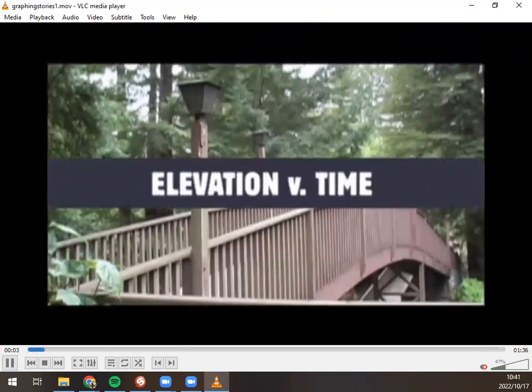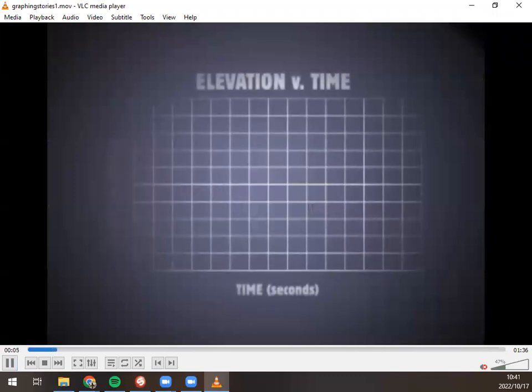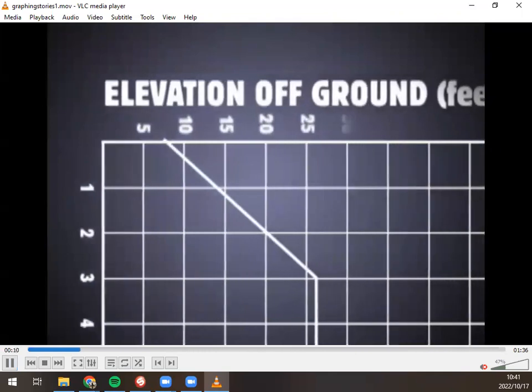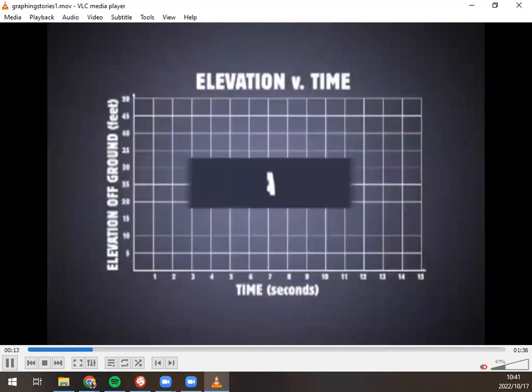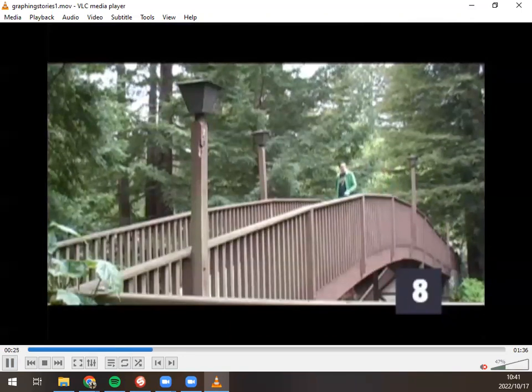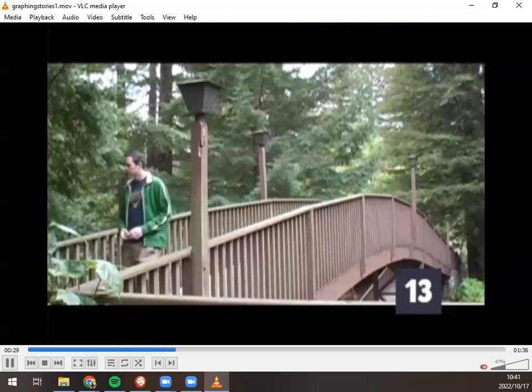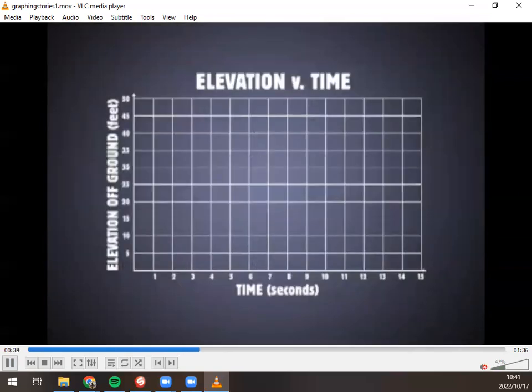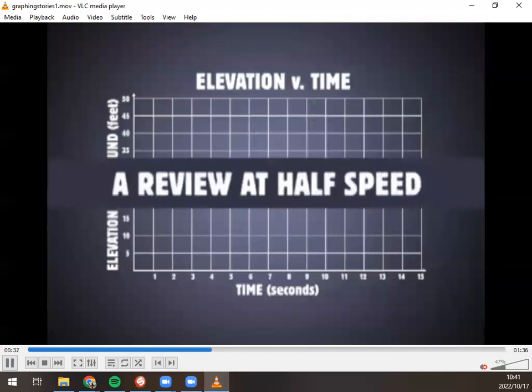Okay, so the first one is elevation versus time. So on the x-axis, they're working with time. So are we noticing that he's starting at a certain height and then he's moving up, right? Elevation is what he's talking about.